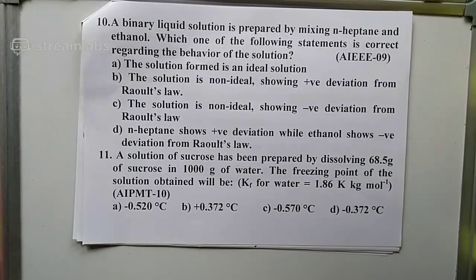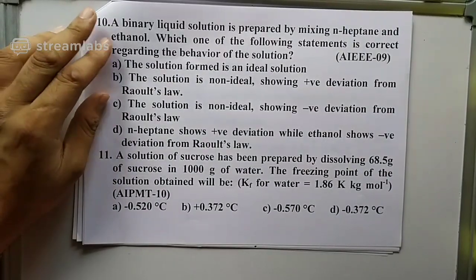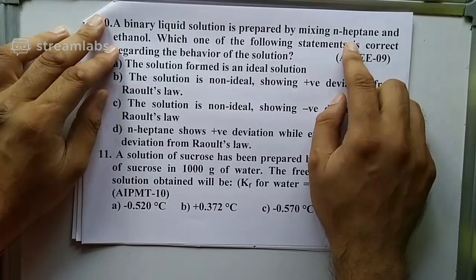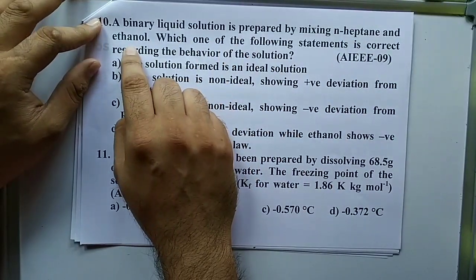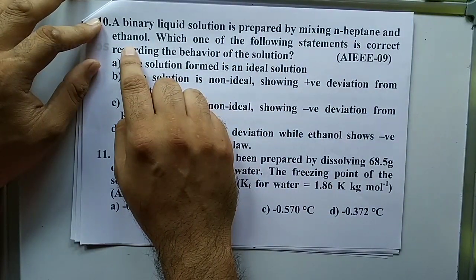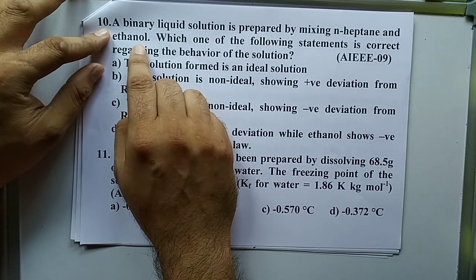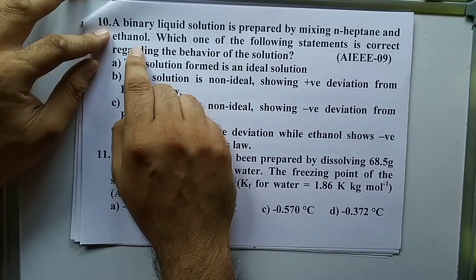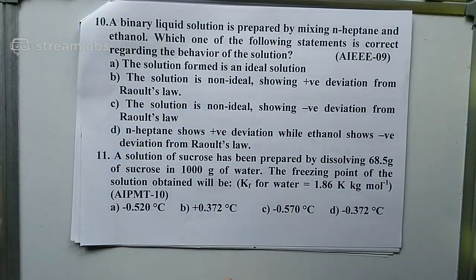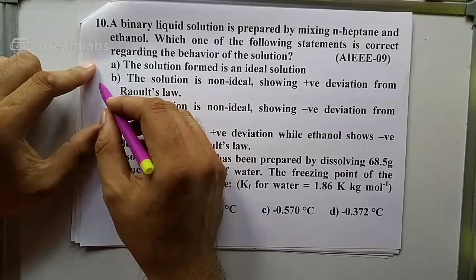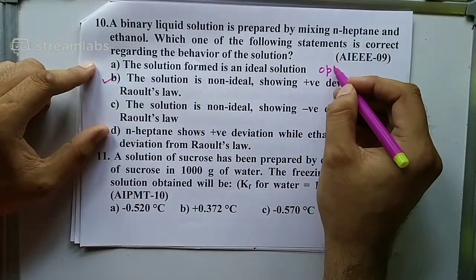A binary liquid solution is prepared by mixing n-heptane and ethanol. You know that between ethanol molecules there would be intermolecular hydrogen bonding, and in n-heptane there is no hydrogen bonding. When you add n-heptane to ethanol, the hydrogen bonding between ethanol molecules is broken. Definitely the interaction between ethanol and n-heptane would be less than between ethanol and ethanol. So easily you can understand it is an example of a positively deviating solution. Therefore this solution is non-ideal, showing positive deviation from Raoult's law. So what is the answer, students? Option B.